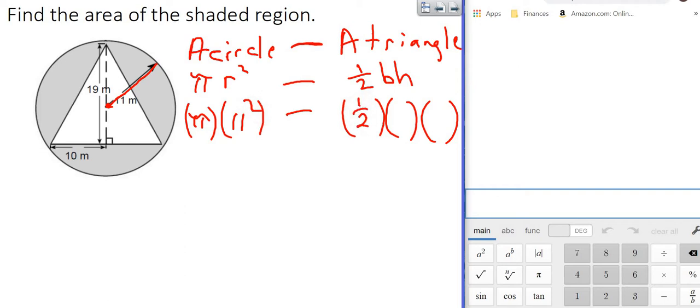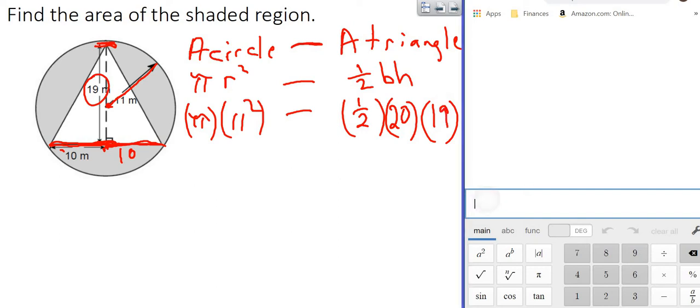It's 1/2. My base of my triangle is all the way across here. Well, if from here to here is 10, we have to use common sense and know that from there it is 10. So my entire base is 20. My height is actually given to me. It goes from there to there, and it is given to me as 19.